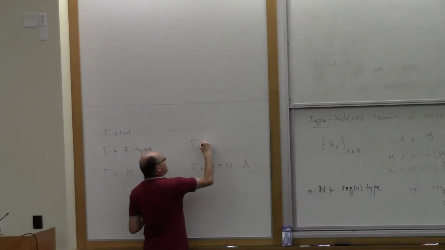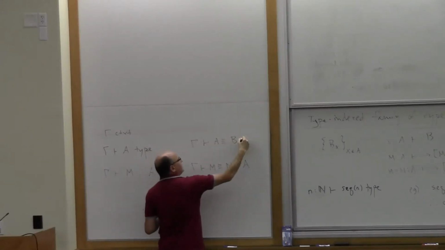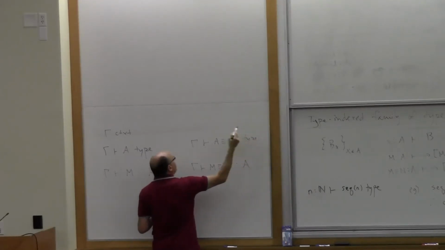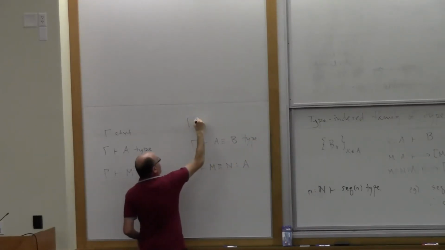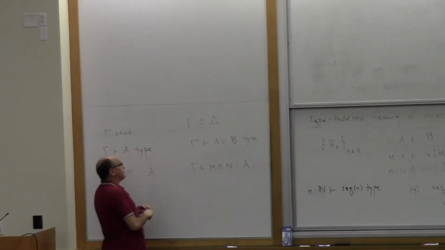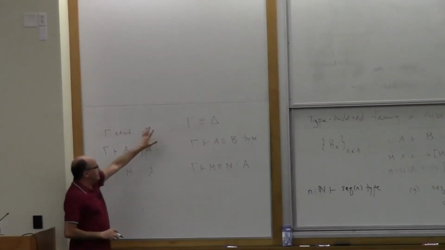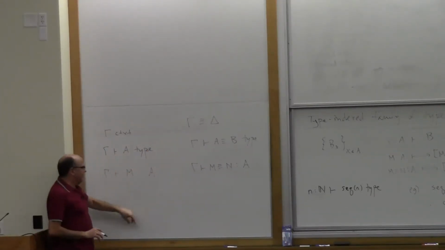So that then induces notions of definitional equality of types. Sometimes I'll write type here and sometimes I won't. And then that in itself, point-wise, induces a notion of definitional equivalence of contexts. So we have the formations and the equivalences written like this.